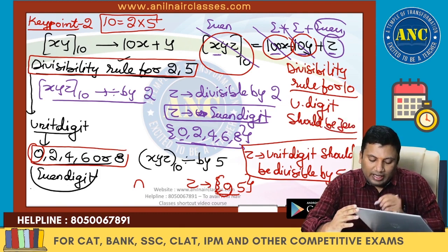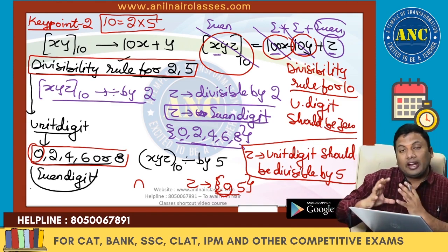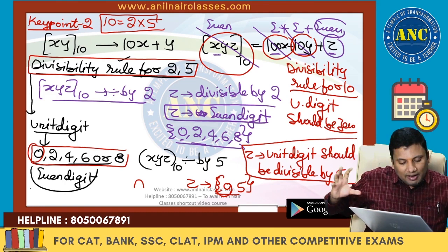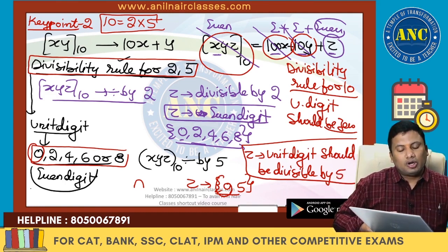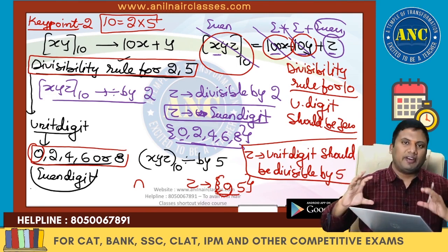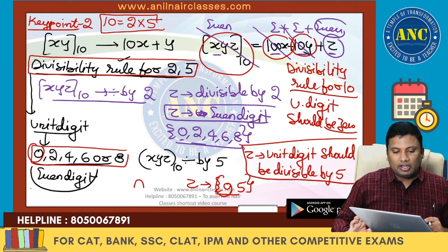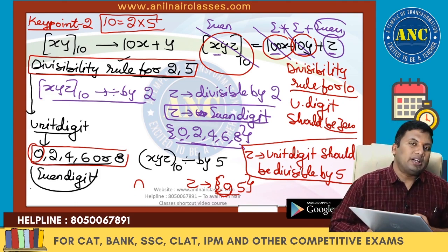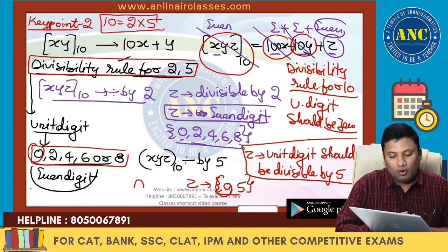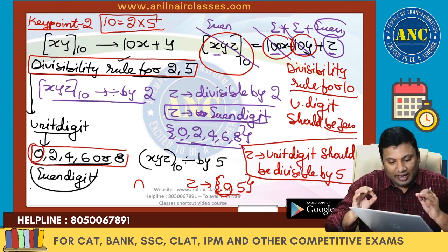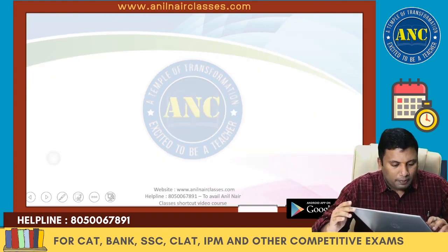Because to get the divisibility rule of 10, I took the divisibility rule of 2, then I took the divisibility rule of 5, and then I did an intersection of the possible unit digits: 0, 2, 4, 6 or 8, and 0 and 5. The element which is common in both 2 and 5 is nothing but 0. Very, very important key point 2. In key point 2, we discussed the divisibility rule for 2, for 5 and for 10. Key point number 2, I hope it is clear.